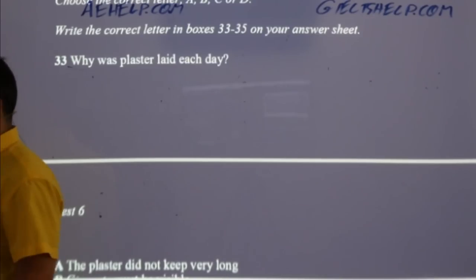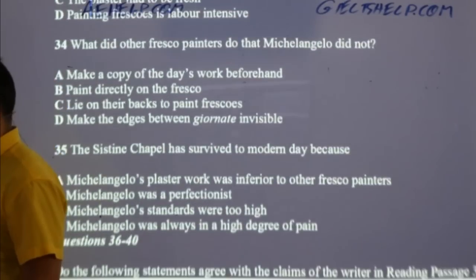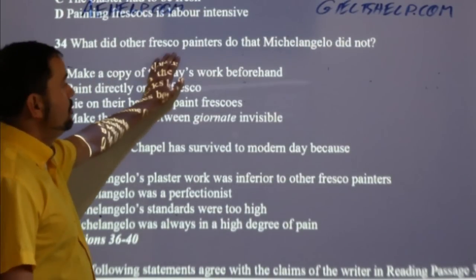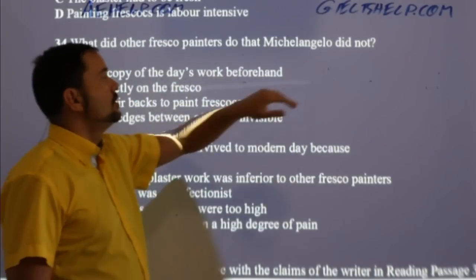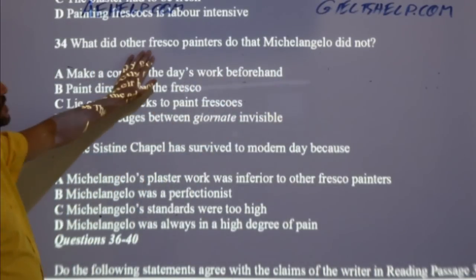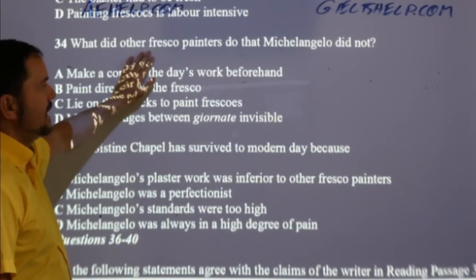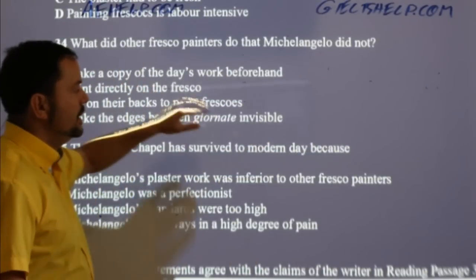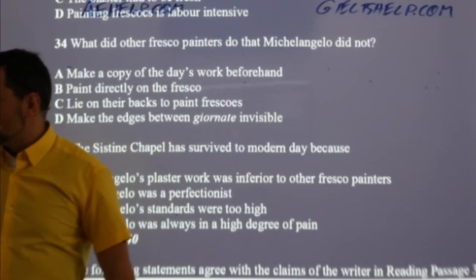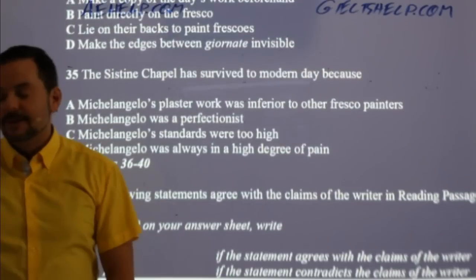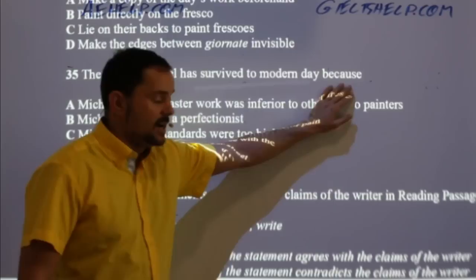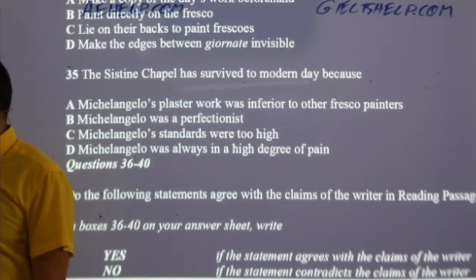All right, so here's the next one. What did other fresco painters do that Michelangelo didn't? Other fresco painters took steps which Michelangelo did not. And these included, okay, so just changing it in my mind. The Sistine Chapel has survived to modern day because, I don't need to do anything there because that's in statement form.